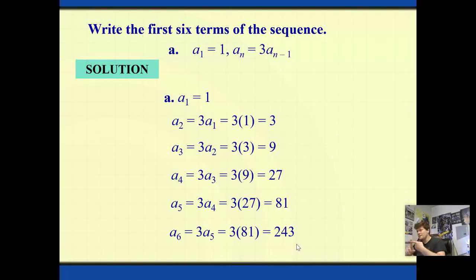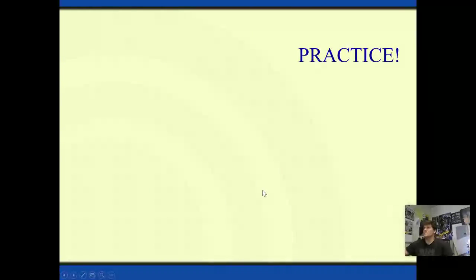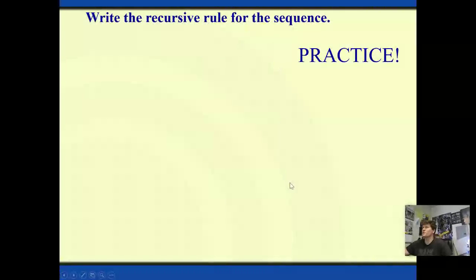So we saw how to write recursive rules. We saw how to use recursive rules to find a certain number of terms in the sequence. Let's try some of these. Let's practice with some of this. Write the recursive rule for this sequence.